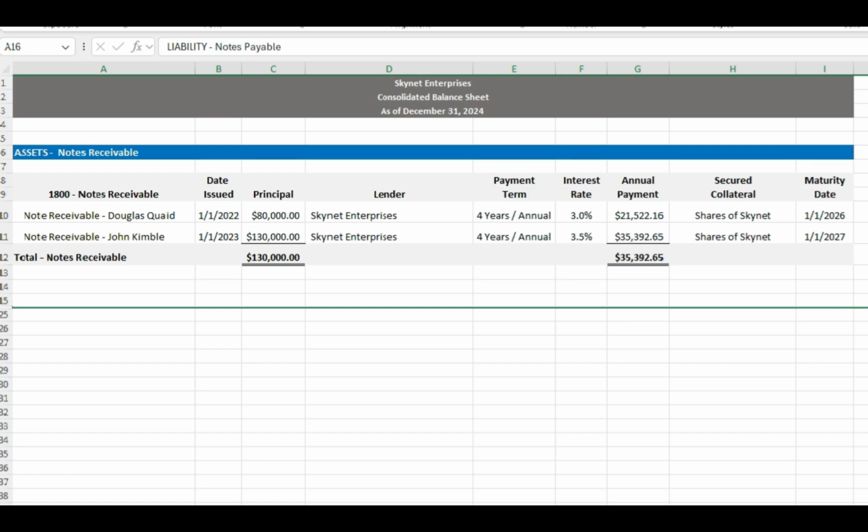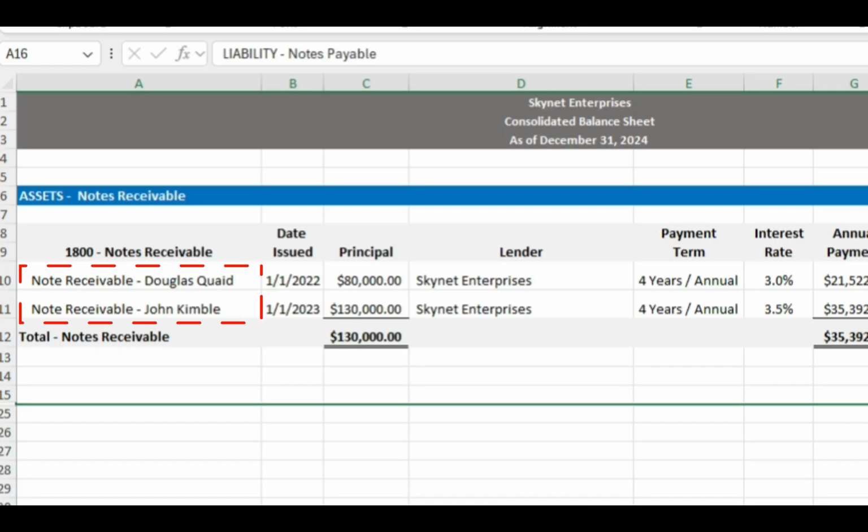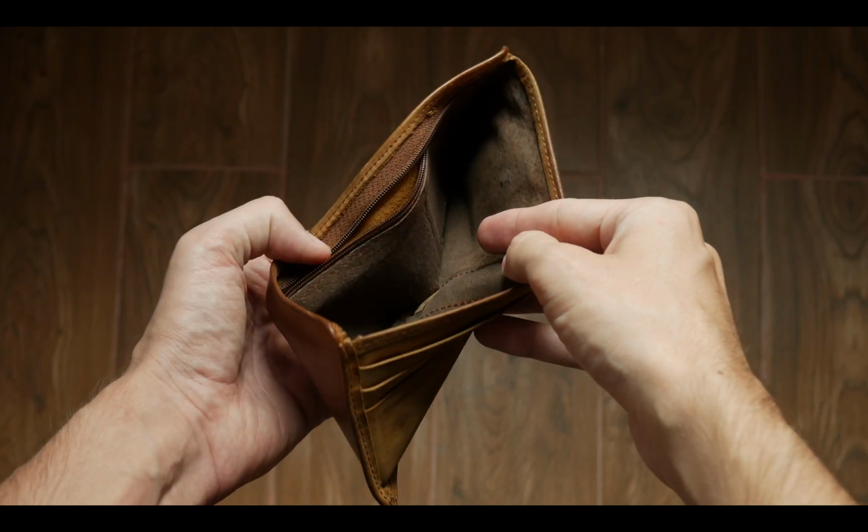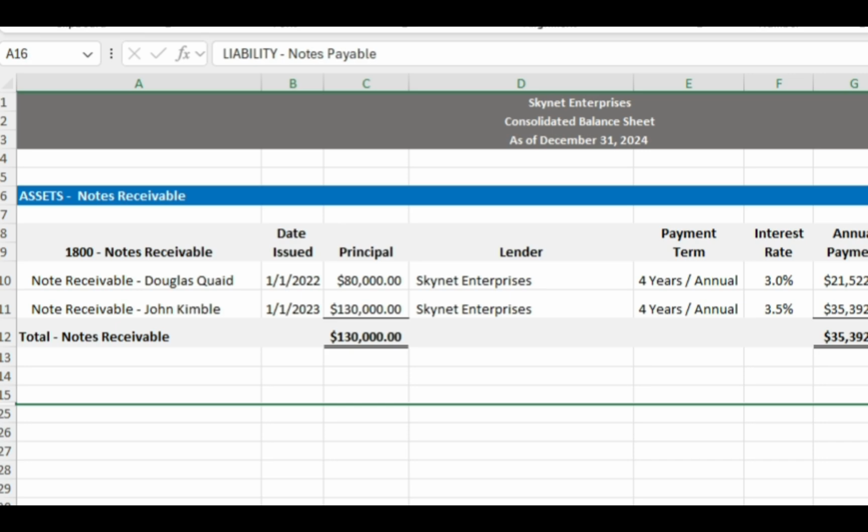In this situation, we're working with Skynet Enterprises, and we have two employees that have bought shares from Skynet. We have Douglas Quaid and we have John Kimball. They bought shares of stock from Skynet Enterprises, but they did not have the cash to buy those stock. So what Skynet Enterprises did is they issued a note receivable. Basically, they issued a promissory note to Douglas Quaid and John Kimball in exchange for the shares that they received.